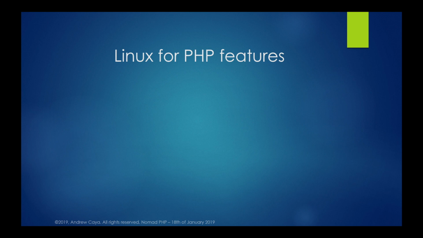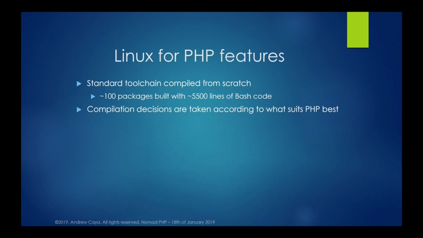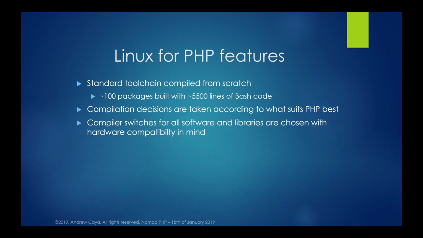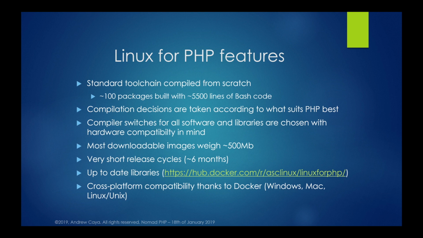This is where Linux for PHP comes in. Linux for PHP offers a standard toolchain compiled from scratch. All compilation decisions are taken according to what suits PHP best. Compiler switches for all software and libraries are chosen with hardware compatibility in mind. And most downloadable images of Linux for PHP weigh around 500 megabytes. We have very short release cycles every 6 months, and we have up-to-date libraries. And of course, thanks to Docker, we are cross-platform compatible.